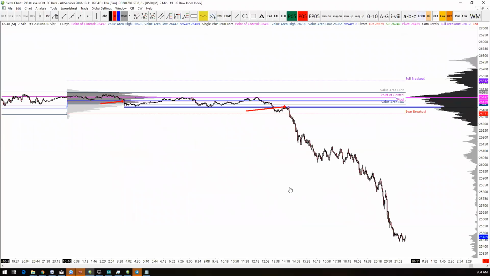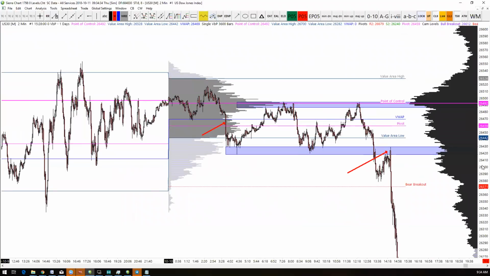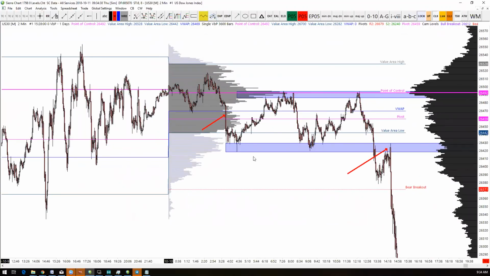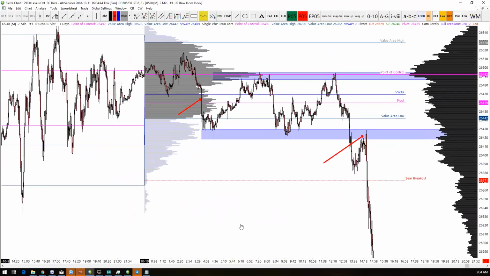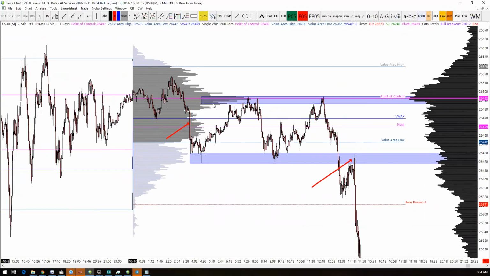And if we just zoom in on yesterday's action before we have a look at today, we formed quite the range yesterday in the morning session. You'll notice that it just gets a little bit bigger. We created a 1, 2, 3, a triple top at the point of control here. And there was also a double bottom down here, just underneath the value area low.